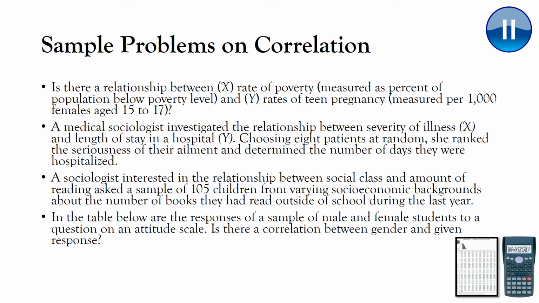Okay, so let's see. The last one: in the table below are the responses of a sample of male and female students to a question on an attitude scale. Is there a correlation between gender and given response? As you can see, male and female are two classifications on one variable, and then attitude on a scale. So this seems to be a 2x2 table, so we will be using the phi coefficient for this. All right, let's go to the problems one by one.